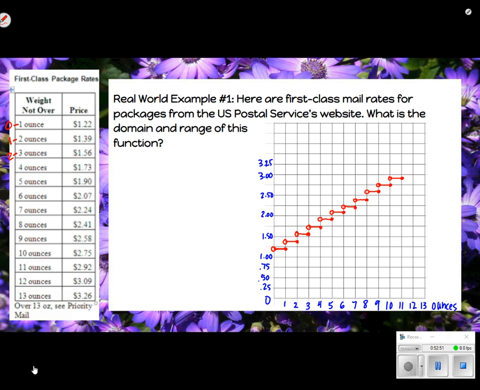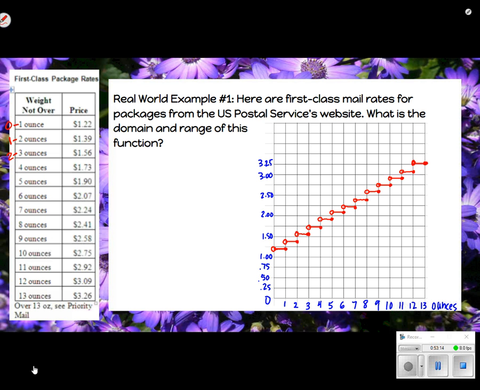Between 11 and 12, we're at $3.09. And between 12 and 13, we're at $3.26. So we've got an open circle, it's like right above. Okay, so there is my step function. Now it does pass the vertical line test, so it is a function.